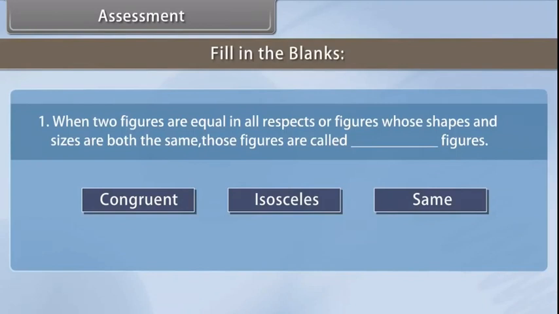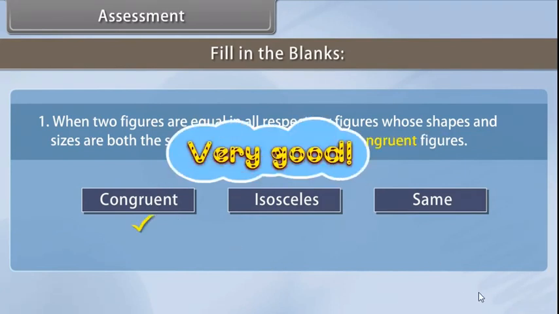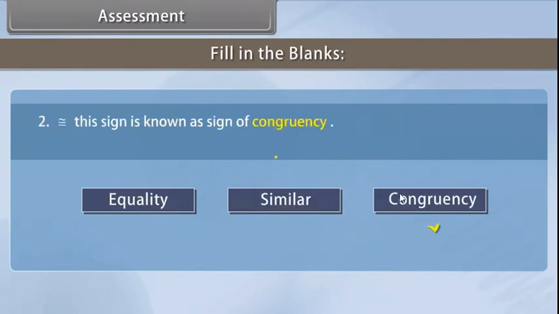Assessment. Before proceeding further, let us know how much you have learned. Fill in the blank with correct options.